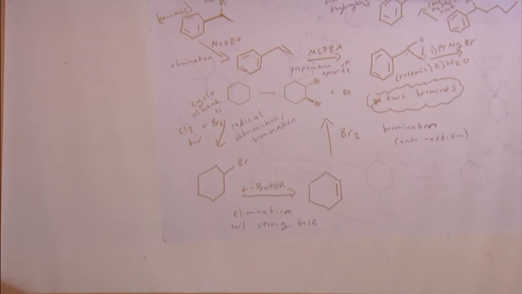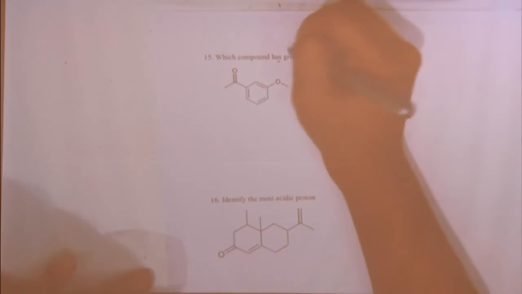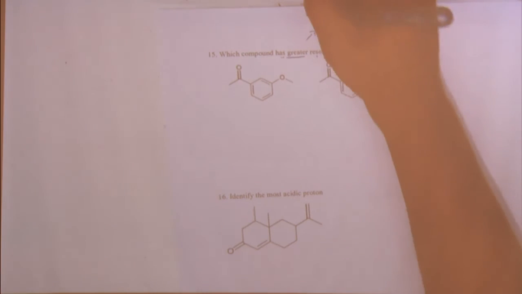Now, moving on to problem 15, since we did a lot of synthesis problems. This is going to go back to resonance stabilization. So here, it's asking which compound has the greater resonance stabilization. So greater, when dealing with resonance, means which has more significant resonance structures.